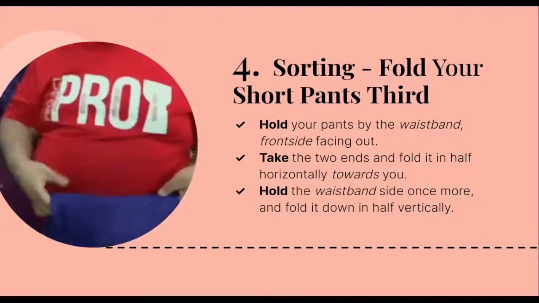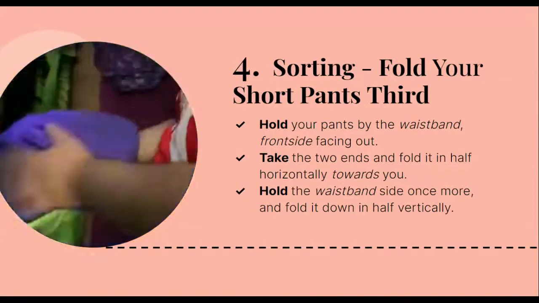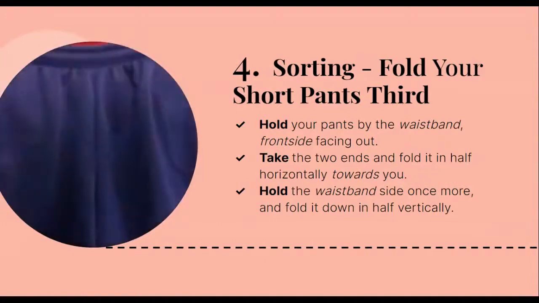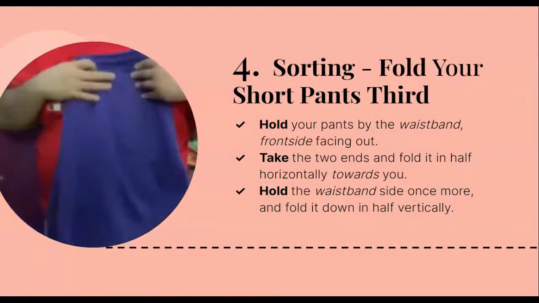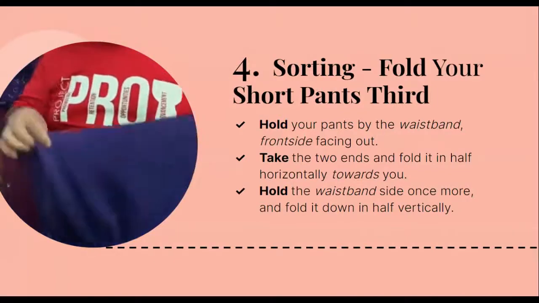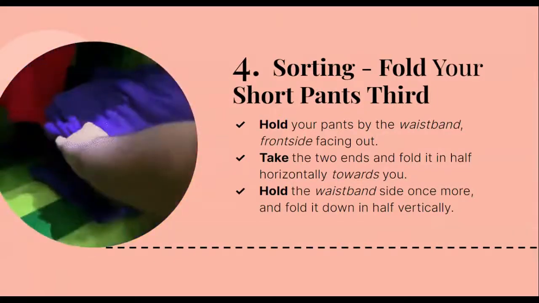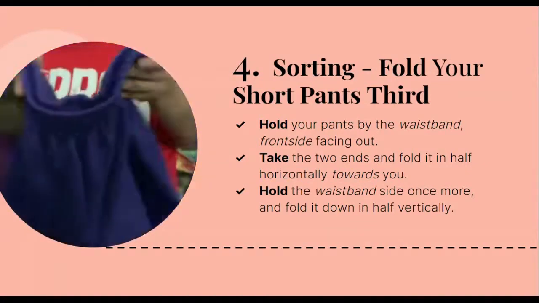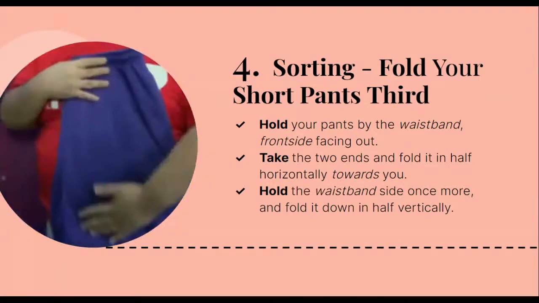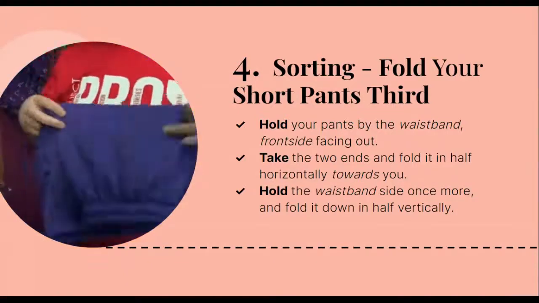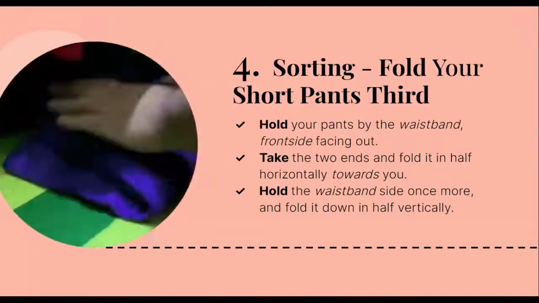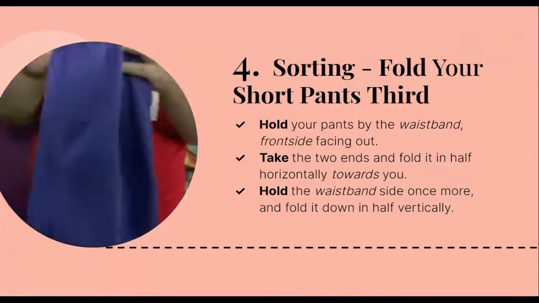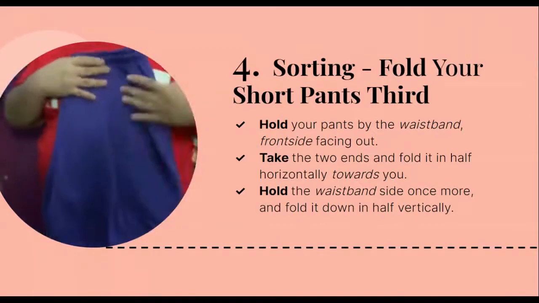Coupled with all these items in your closet, you may have some short pants that you may need to fold. And that is our next step in the sorting process. So for step 4, folding your short pants, hold your pants by the waistband with the front side, or the side that you are wearing it, facing outwards. Take the two ends of that waistband and fold it in half towards you horizontally. Then hold the waistband once more of that fold and fold it down in half vertically.